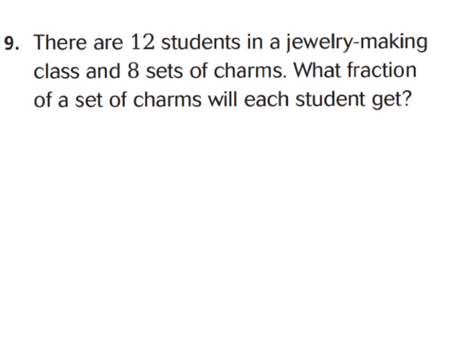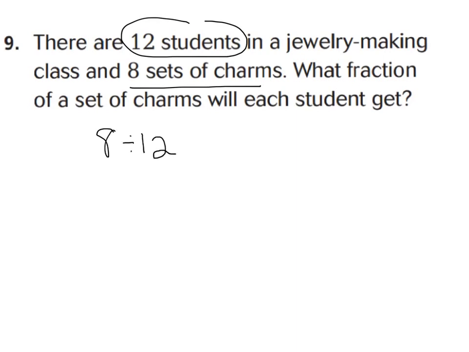Number 9 says there are 12 students in a jewelry making class and there are 8 sets of charms. What fraction of a set of charms will each student get? Now remember, there are 8 sets of charms and there are a total of 12 students. So we're dividing the 8 sets of charms among 12 students. So our equation will be 8 divided by 12.